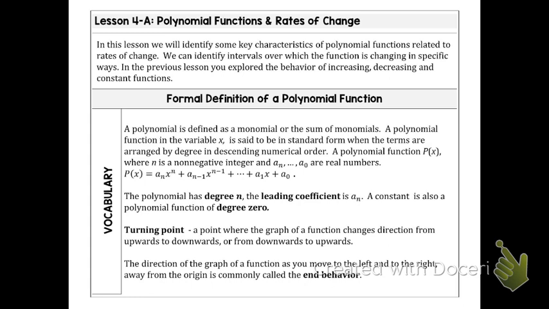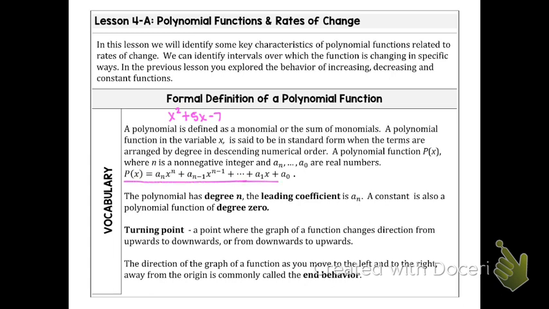So we could just have a polynomial like x squared, or it could be x squared plus 5x minus 7. Okay, those are both polynomials. A polynomial is said to be in standard form when the terms are arranged by degree in descending numerical order. So where our largest exponent is first, and then they just go in descending order. So they give us one. It kind of looks messy, but here is just one with a bunch of variables and everything.